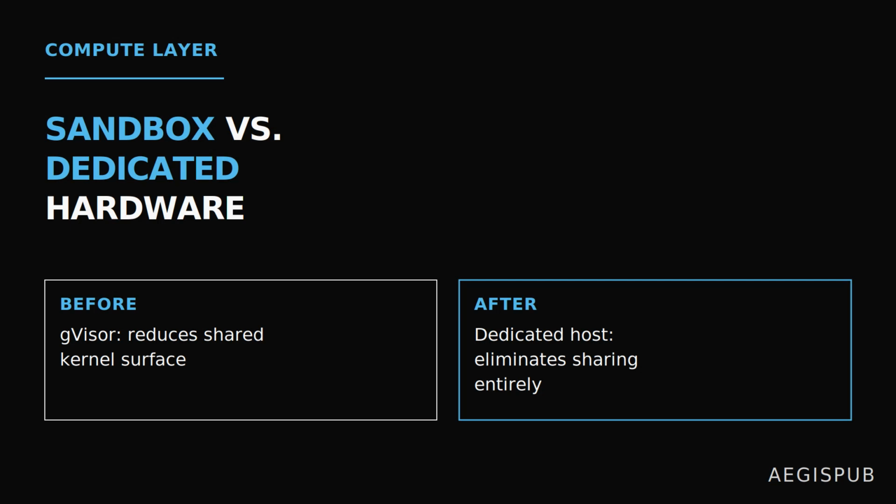The compute layer response to least common mechanism ranges from container isolation improvements, using a sandbox runtime like gVisor that interposes a user space kernel between the container and the host OS kernel, reducing the shared surface area, through to dedicated hosts, where a customer's virtual machines run on physical hardware that is not shared with any other customer's workloads. The dedicated host eliminates the compute layer sharing entirely at the cost of density efficiency.